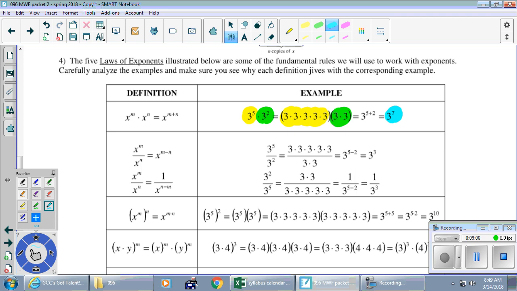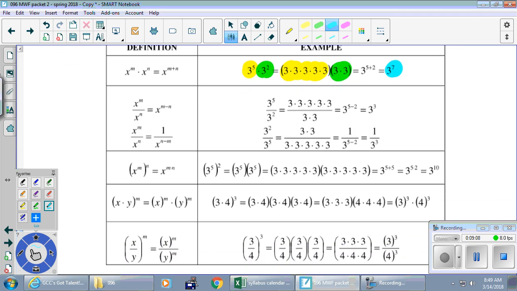Okay, moving on to the next example. We've got 3 to the 5th on top, and again, I will just write out over there, and then we've got 3 squared on the bottom, and we will write it out there. And then we can cancel, right? How many of those 3's go away? 2 of them, right? These 2 can cancel with these 2. And so how many 3's are left over? There are 3 of them left over.